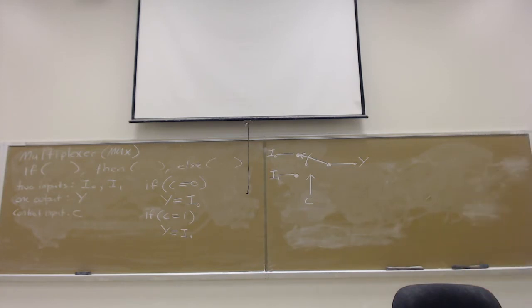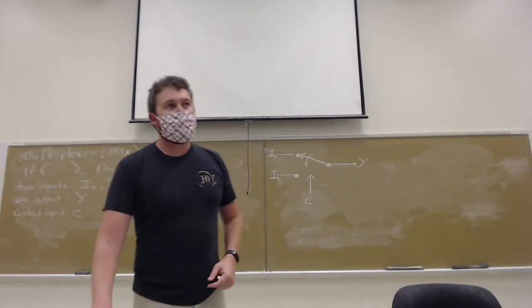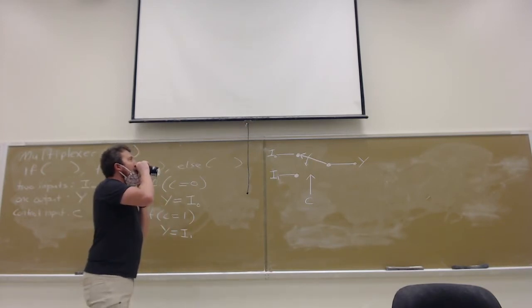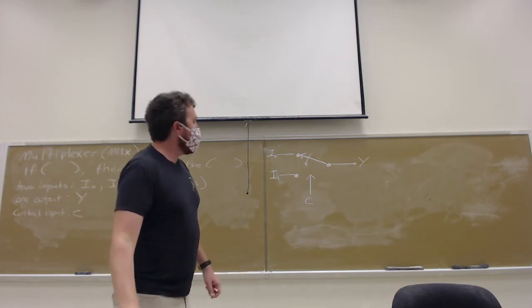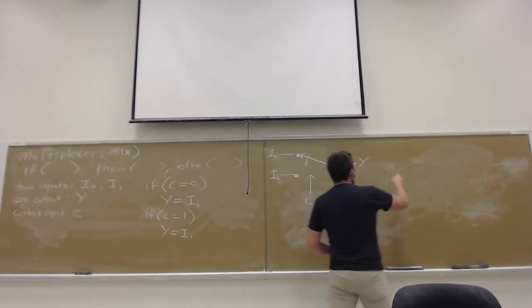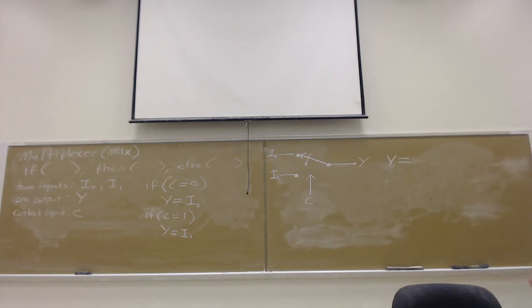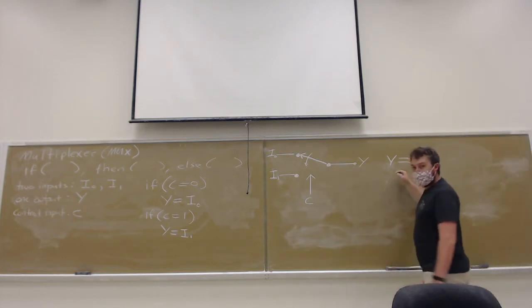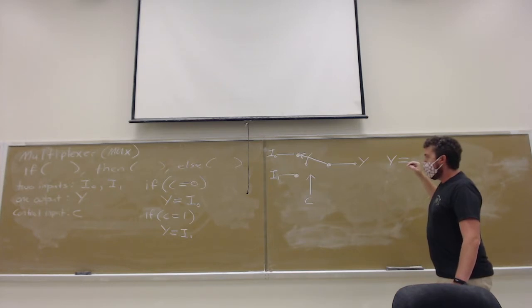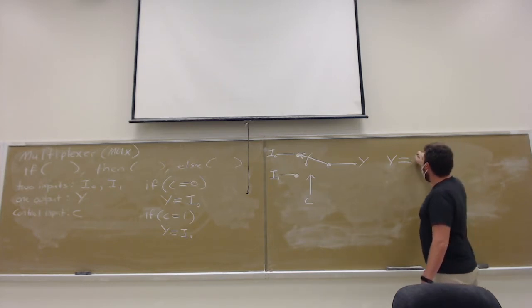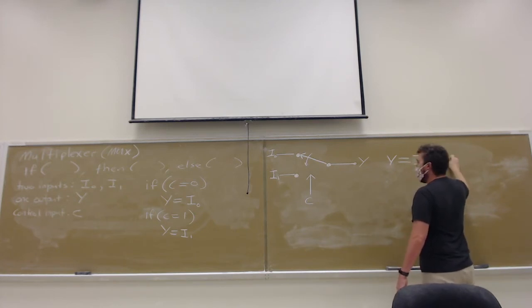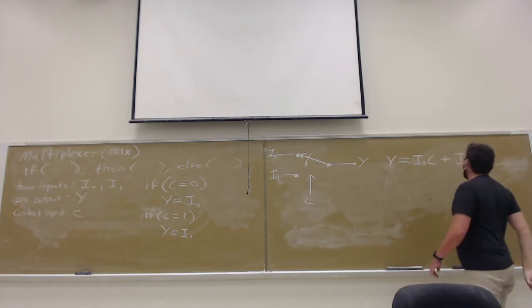Now how can we express that as a Boolean expression? Because again, at the end of the day, we've got to make it out of logic gates. So first off, we know Y equals something, right? Y is equal to I sub 0 when C is equal to 0. It's equal to I sub 1 when C is equal to 1. So we could write it as... Would it be C and I0 or C and I1? Let's write that down. C and I0 or C and I1.